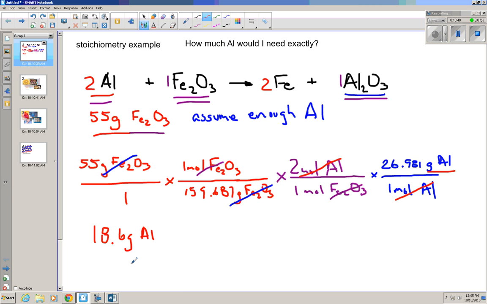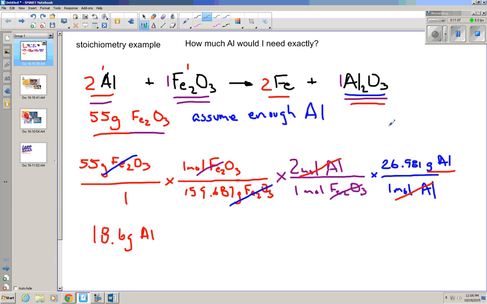So think about it like this. If I started this chemical reaction with exactly 18.6 grams of aluminum and exactly 55 grams of iron oxide, so there's my aluminum, there's my iron oxide, 18.6 grams of aluminum, 55 grams of iron oxide, it would all completely react, and I'd have nothing over here left. There'd be no reactants, no ingredients left over, and I would make iron and aluminum oxide.